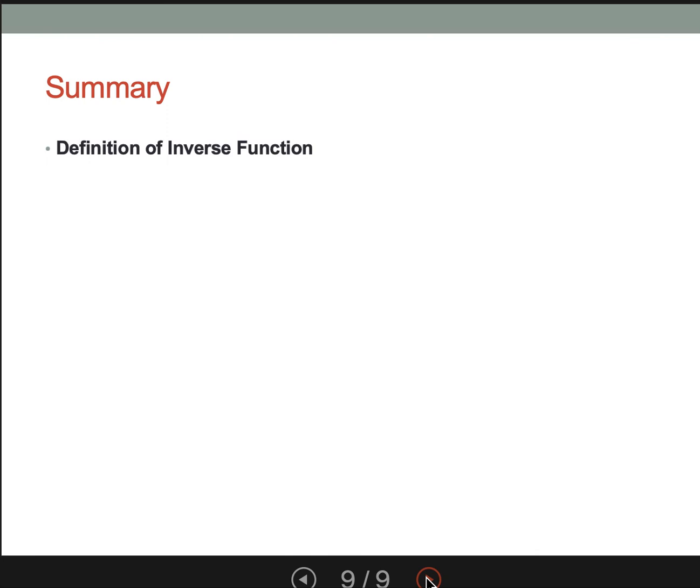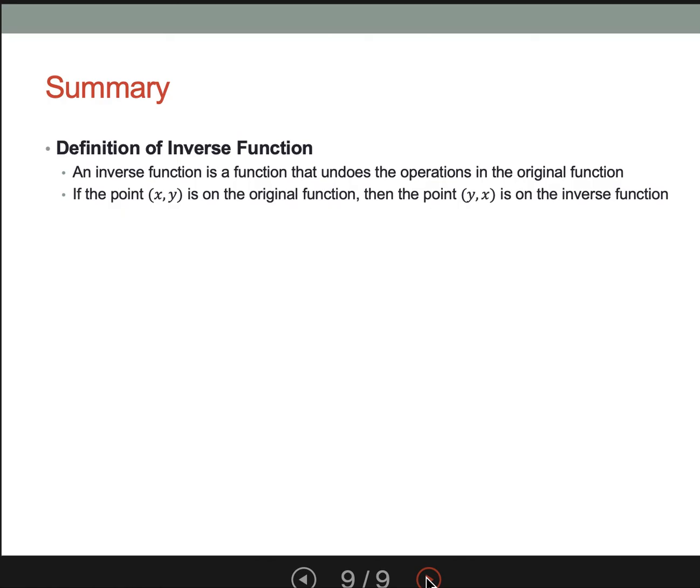So, in the last lesson, we talked about the definition of an inverse function. An inverse function is a function that undoes the operations in the original function. If the point (x, y) is on the original function, then the point (y, x) is on the inverse function. And the inputs of the original function are the outputs of the inverse, and vice versa, right? The inputs and outputs switch.